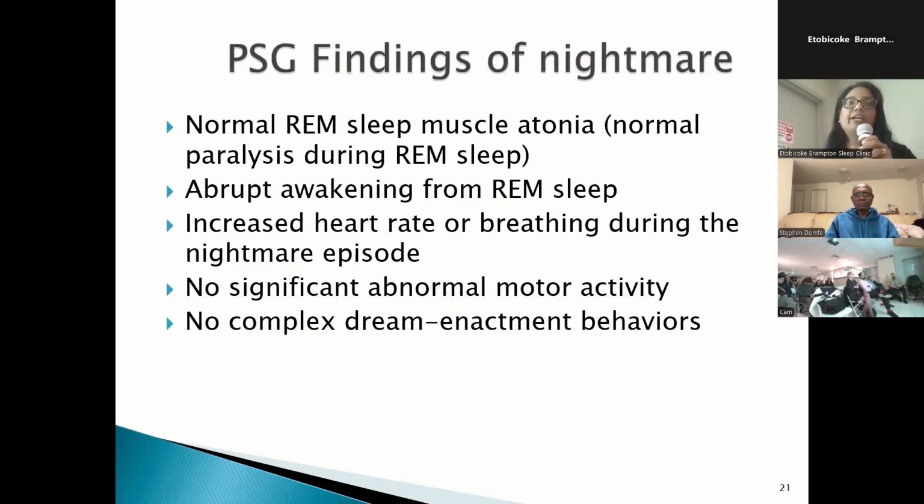So PSG finding of nightmare: normal REM sleep, muscle atonia. It's normal REM sleep, you see an abrupt awakening from REM sleep, increased heart rate or breathing during the nightmare episode, no significant abnormal motor activity, no complex dream enactment behaviors.